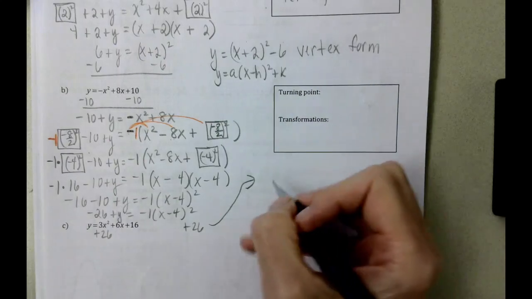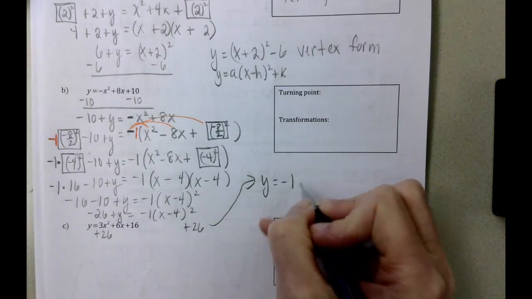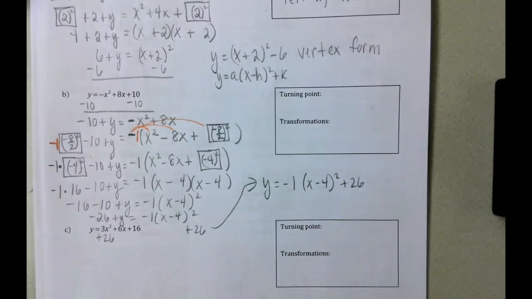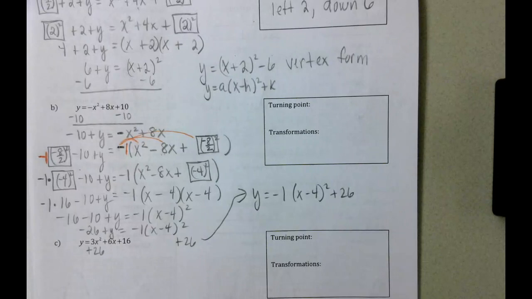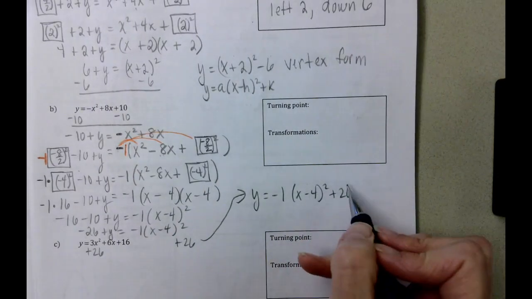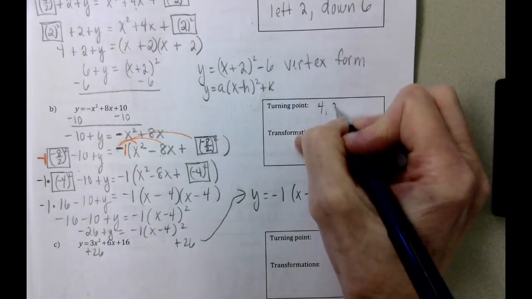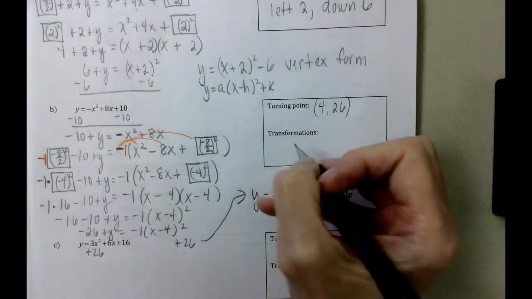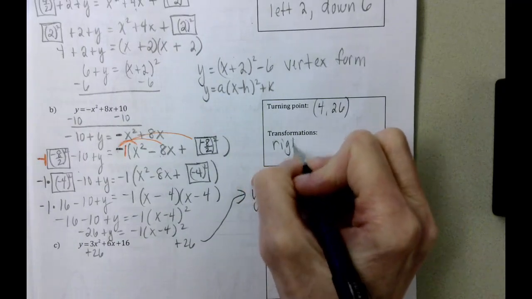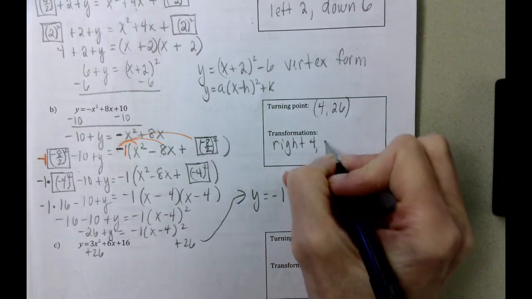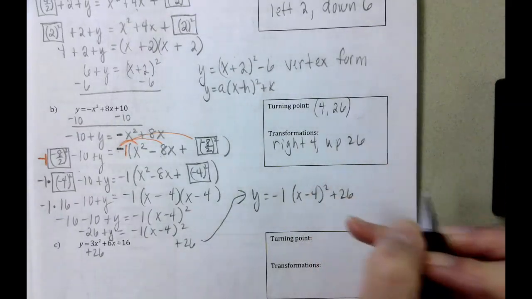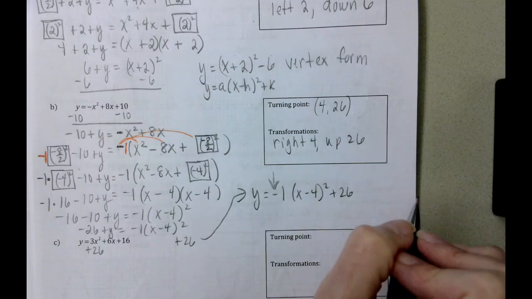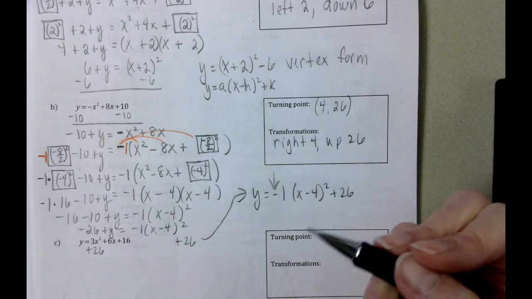And here's our vertex form. Y equals negative 1 times x minus 4 squared plus 26. And we can identify our turning point, change the sign, keep the sign, which means that we are going to go right 4, up 26, but I should have dealt with that negative as well, and it doesn't matter for the transformations. We just need to list them all.